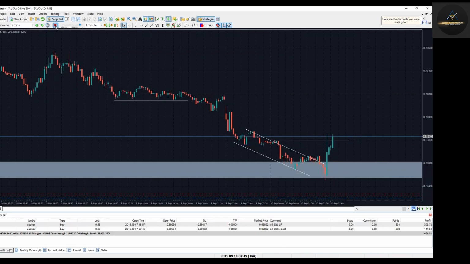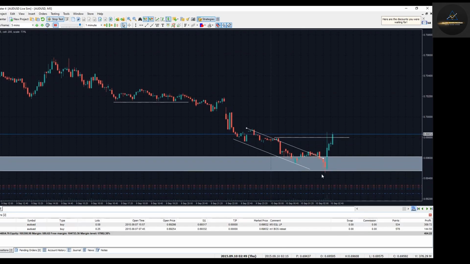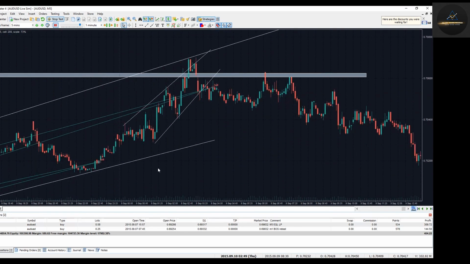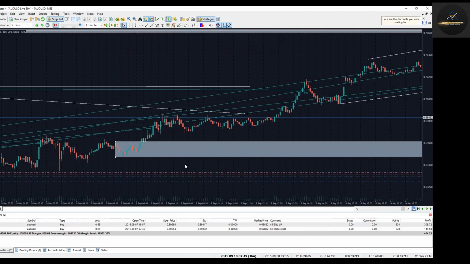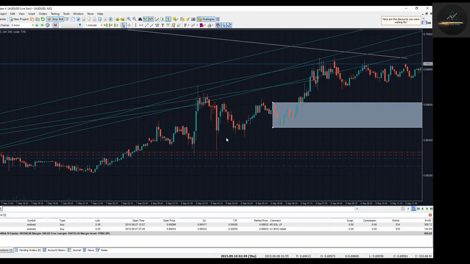Wow, okay, let's pause it there. All right, so we have a reaction from the point of interest. It did come a bit lower, so can we trust it? Let's have a look. All right, let's go on the lower time frames here.